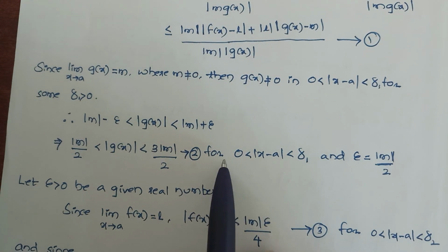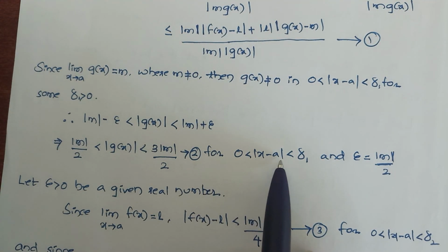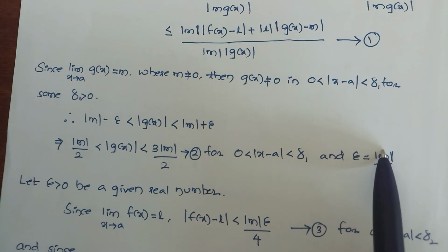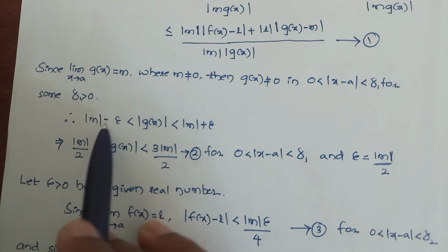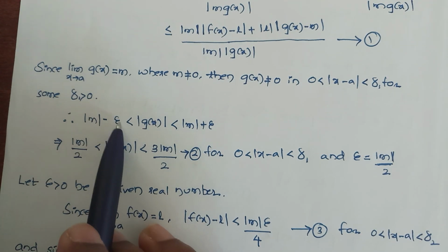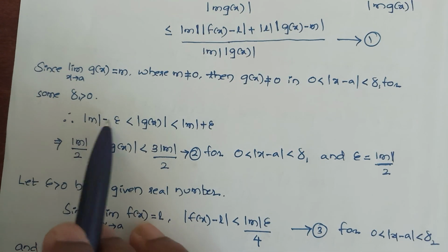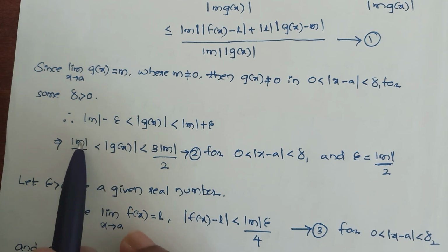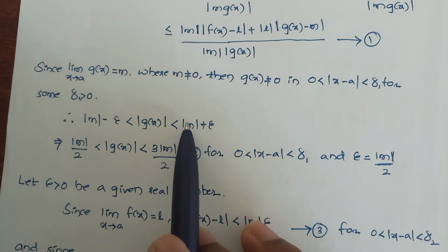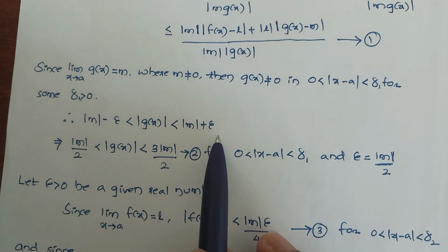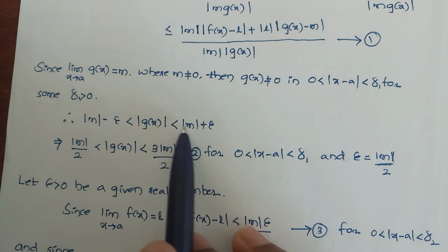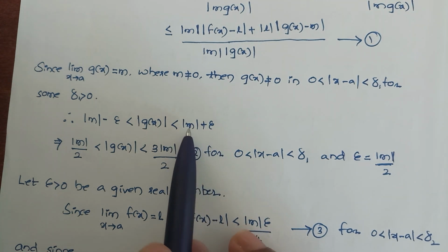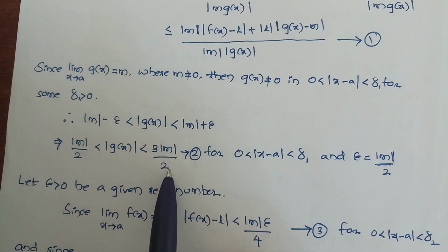So for 0 is less than modulus of x minus a is less than delta 1, and the value of epsilon here is modulus of m divided by 2. If you substitute the value modulus of m divided by 2 in this equation, so modulus of m minus modulus of m by 2, it will become half of modulus of m. So this will be modulus of m plus modulus of m divided by 2, and using cross multiplication, that is 3 times modulus of m divided by 2.